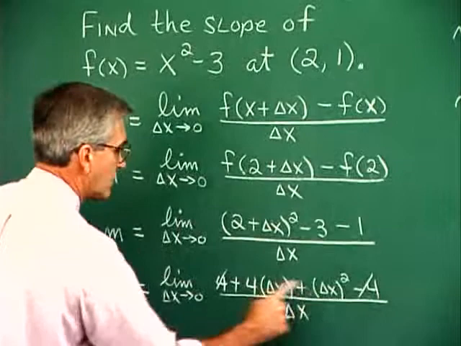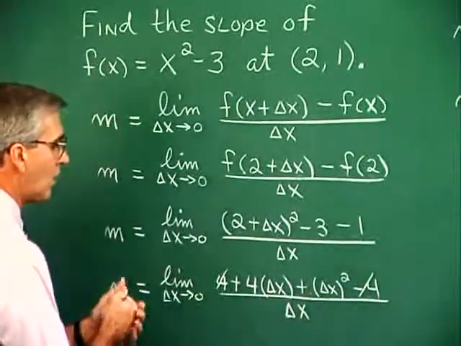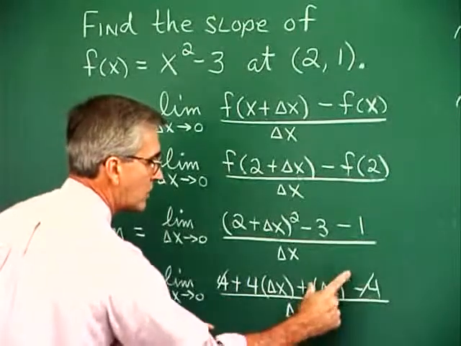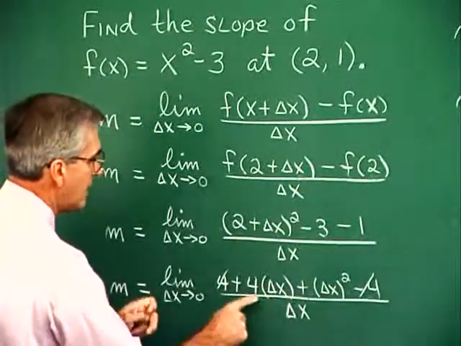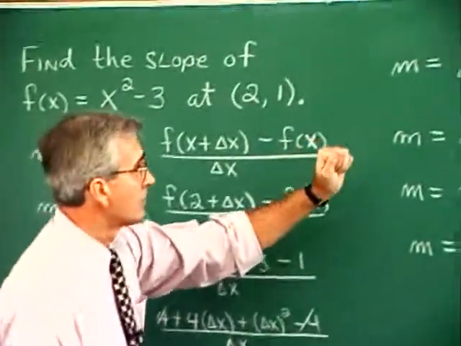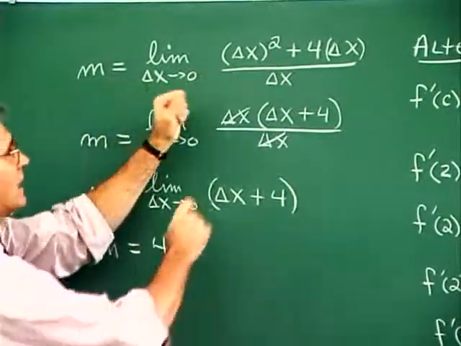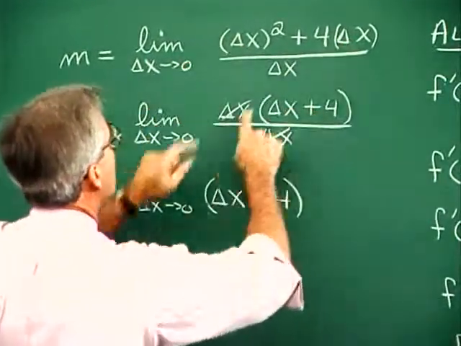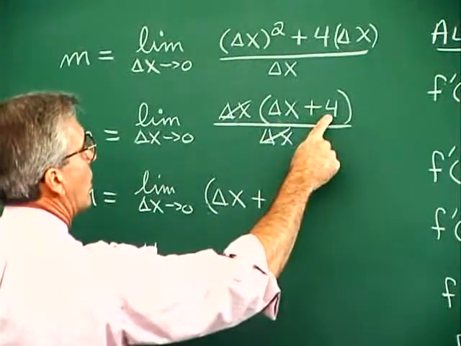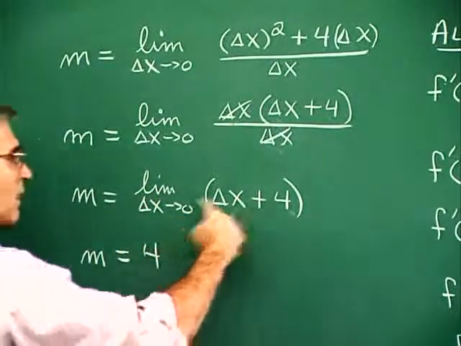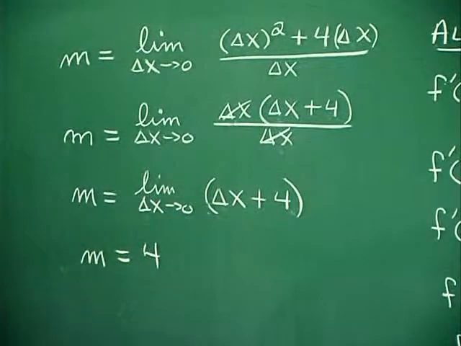Now notice I've already canceled the 4's here. 4 minus 4, they go out. And now I have a couple of terms involving delta x. I'm going to write the delta x squared term first when I move upstairs, and then the 4 delta x. So I've just repeated the previous step: delta x squared plus 4 delta x. I can snag a common factor delta x out of the numerator. So I have delta x times (delta x plus 4). These cancel, and I have delta x plus 4. Now the limit as delta x approaches 0 of this expression is simply 4. So the slope of the tangent line at the point (2, 1) is 4.